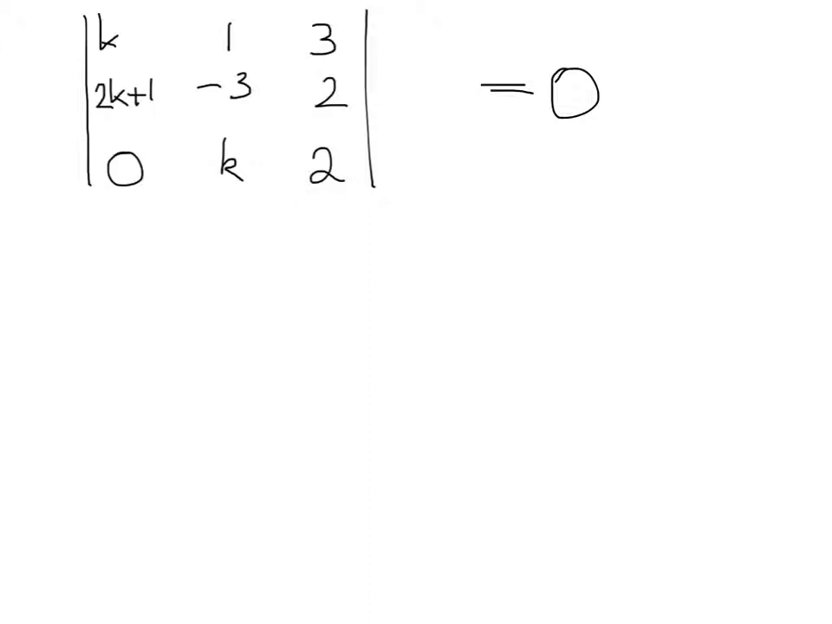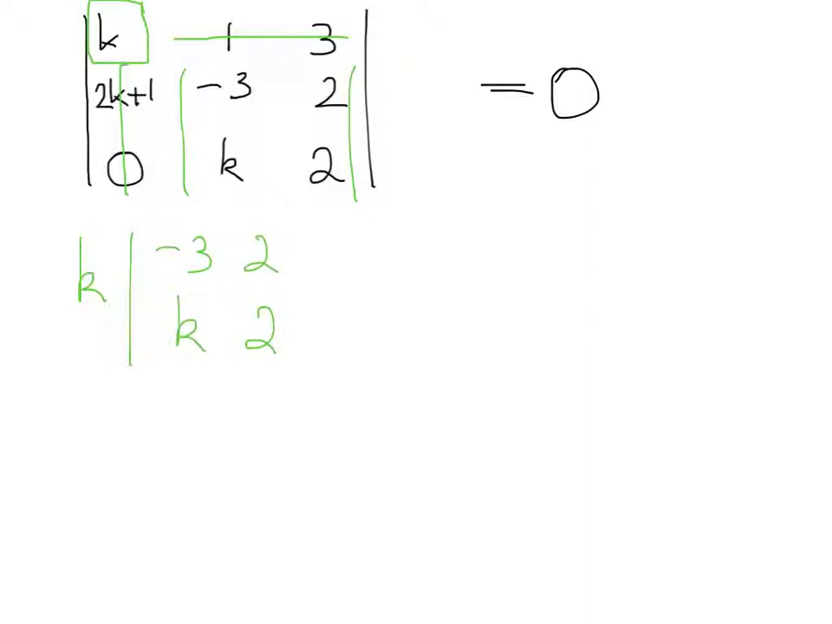So remember, the first step is we're going to take the first element in the matrix, so what's in column 1, row 1. Now remember, what we do is we cross out the rest of that row and the rest of that column, and we're going to use what's left, and we're going to make the determinant of that one. So down here we're left with k times the determinant of -3, 2k.